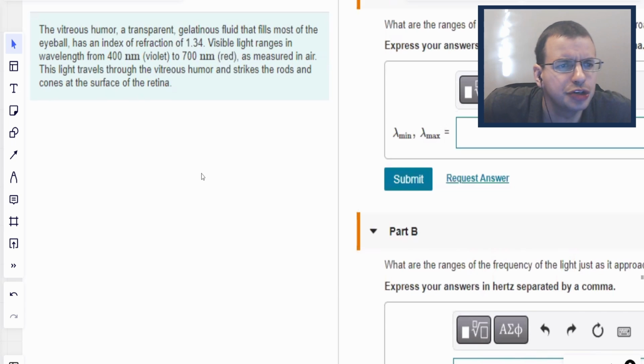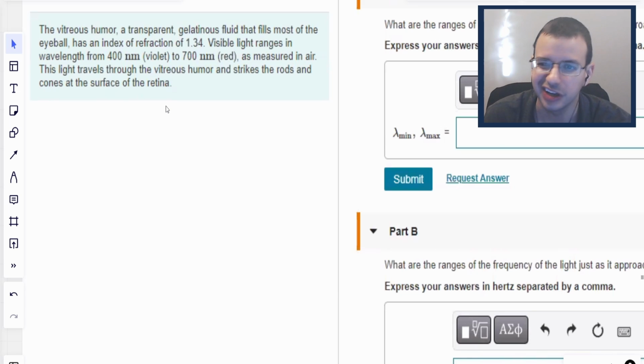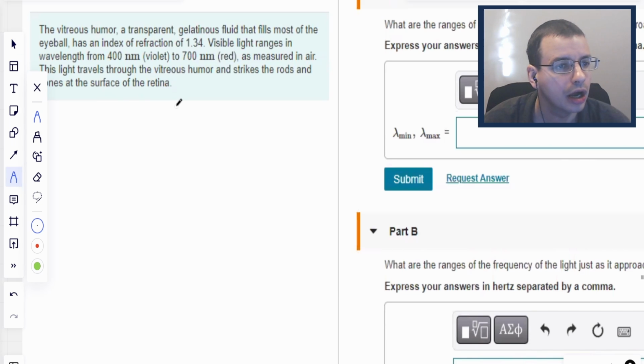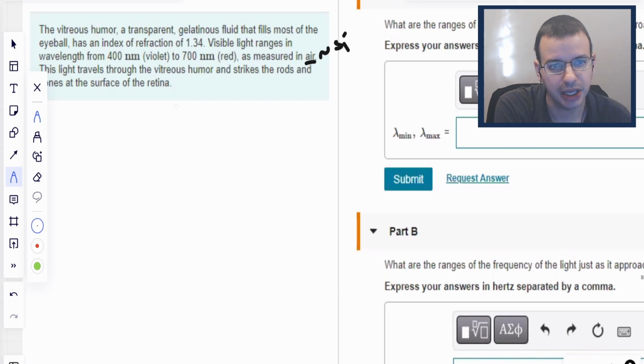The vitreous humor, a transparent gelatinous fluid that fills most of the eyeball, has an index of refraction of 1.34, similar to water. Not that it's similar to water, but the index of refraction of water is about 1.33. Visible light ranges in wavelength from 400 nanometers to 700 nanometers, as measured in air, which is assumed to be similar to space or vacuum.